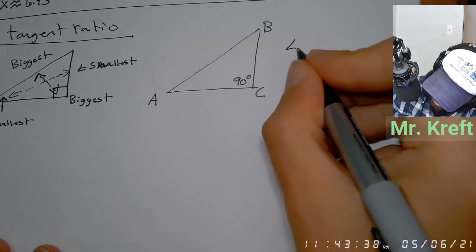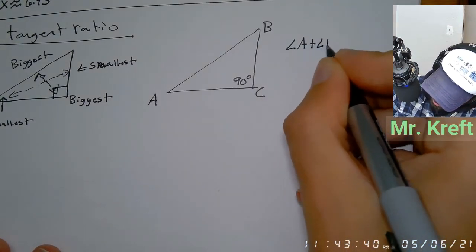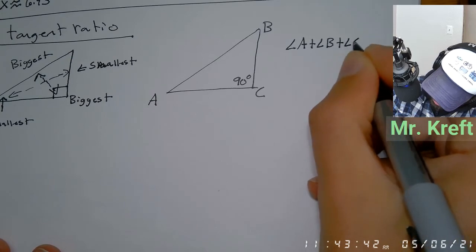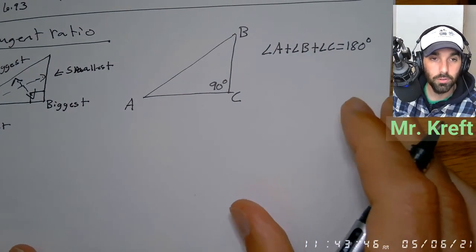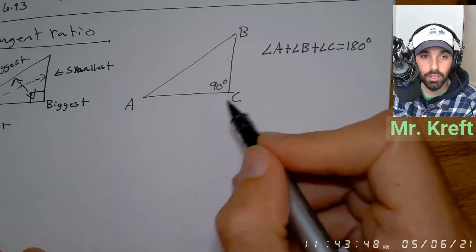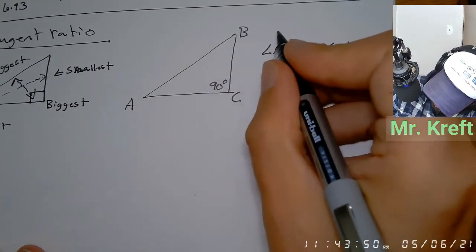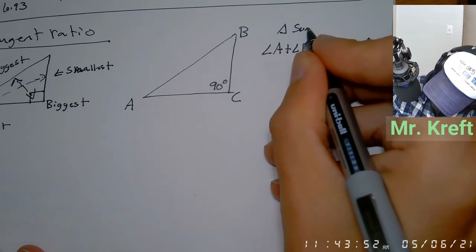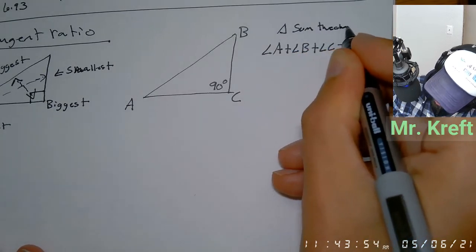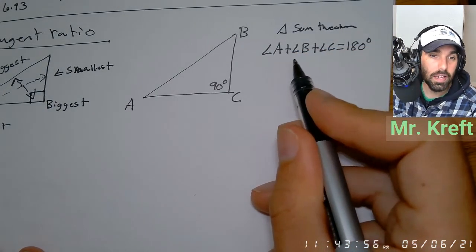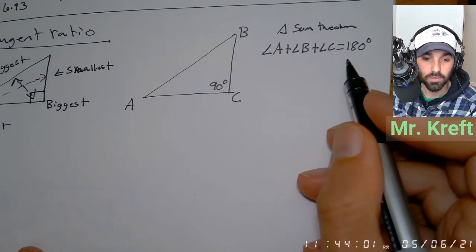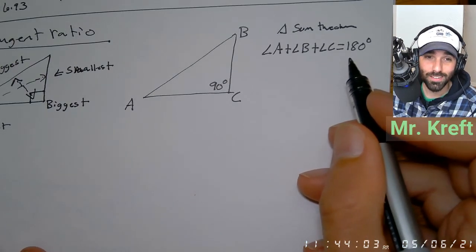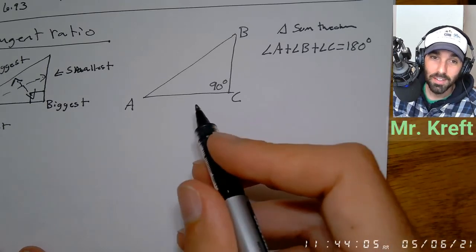Okay, so we know angle A plus angle B plus angle C equals 180 degrees. I'm probably off the paper there. Sorry about that. Okay, so we know this. This is the triangle sum theorem. So we know angle A plus angle B plus angle C equals 180 degrees. So check this out. Are you guys ready?